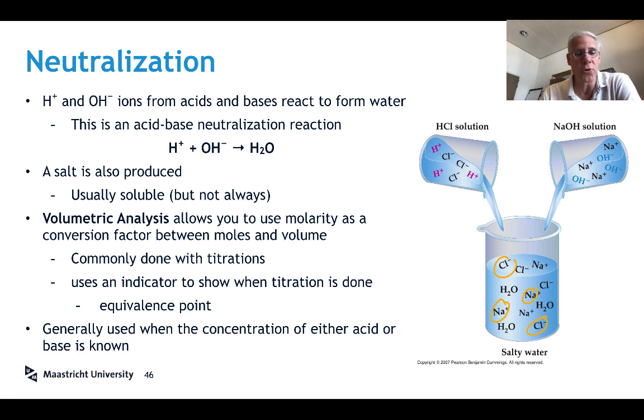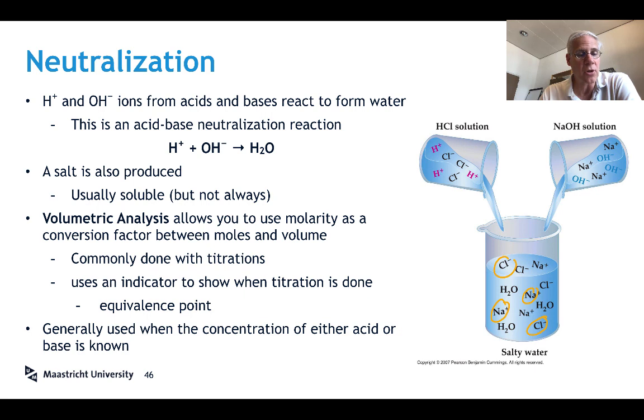Now, when we're doing an acid-base neutralization reaction, we very frequently do something called volumetric analysis. And this is where we're doing a quantitative measure of the concentration of an acid or a base. We do this with a technique called titration. And we use an indicator to show when the titration is done.